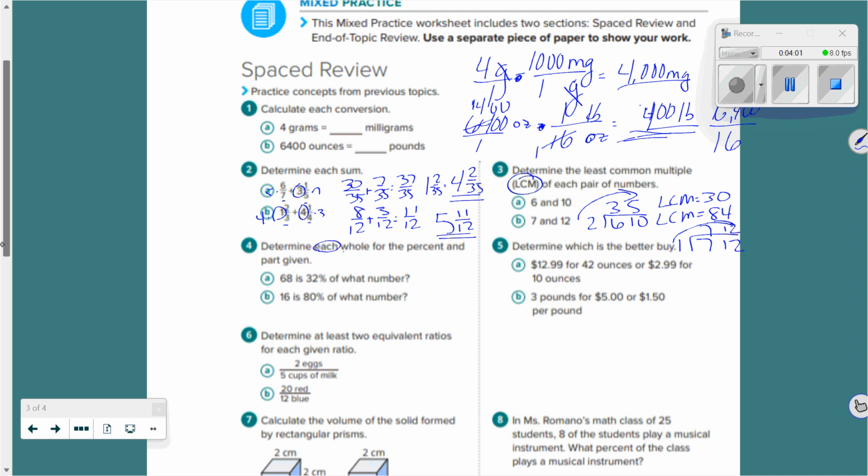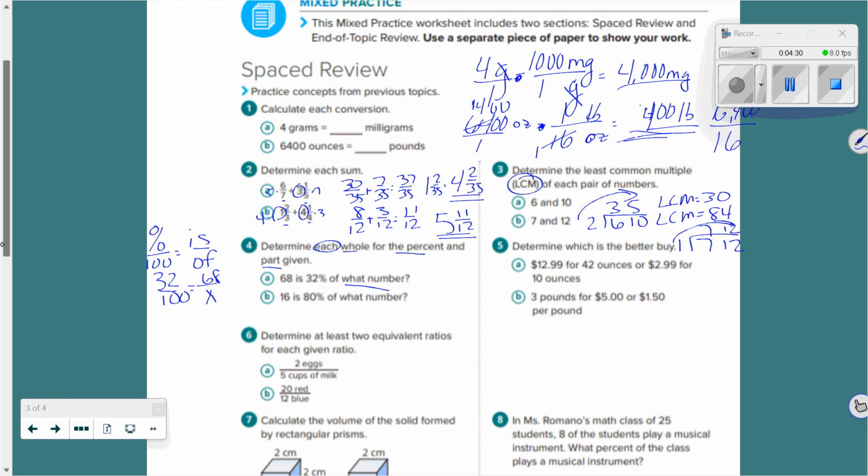Determine each whole for the percent and part given. So this is the whole piece that we did for quite a while, right before break. That's our is and our of. Our percent goes over 100, so that's going to be 32 over 100 equals, it says of what? So I don't know that, meaning the is 68. Can I go straight from 32 to 68? No.